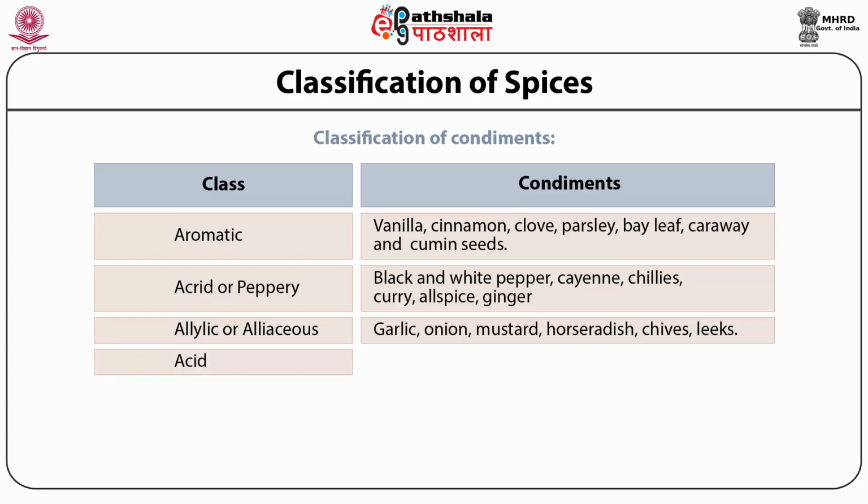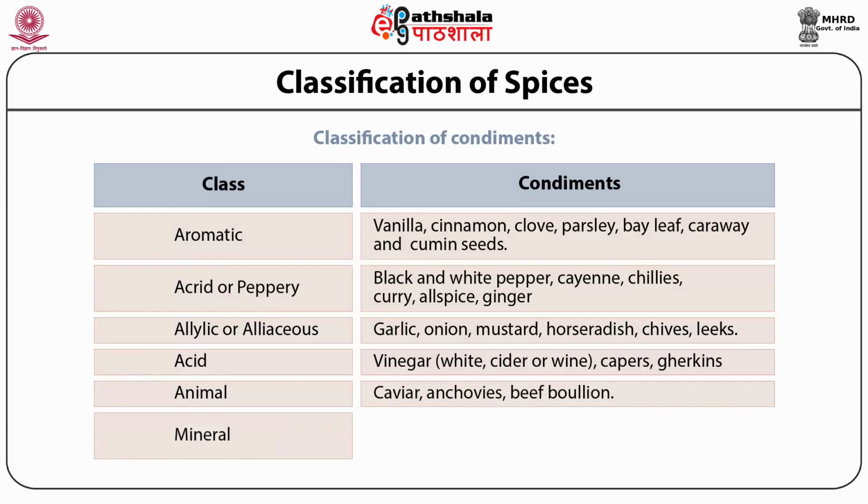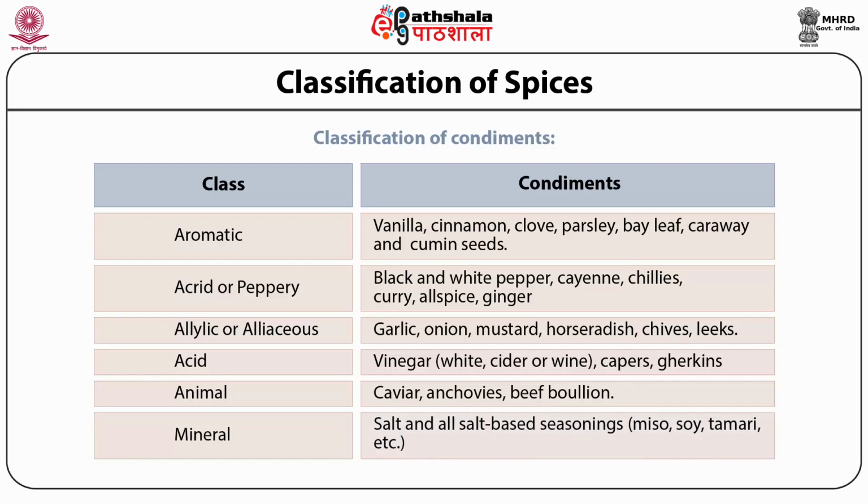Acid class is vinegar, that's white, cider or wine, capers and gherkins. Animal class includes caviar, anchovies, beef bouillon. Mineral class is salt and all salt-based seasonings, that is miso, soy, tamari, etc.